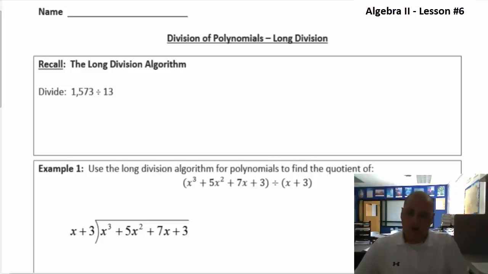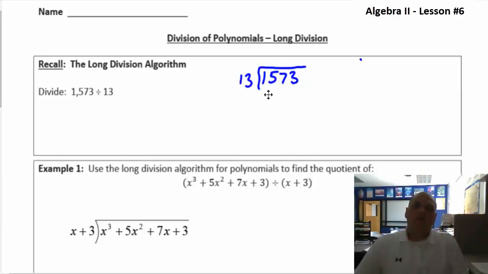So we'll start with this basic long division algorithm here, and we're going to see how to divide 1573 divided by 13. So write that down, 1573. Try to write small because you're going to run out of room, because we are going to kind of go down.